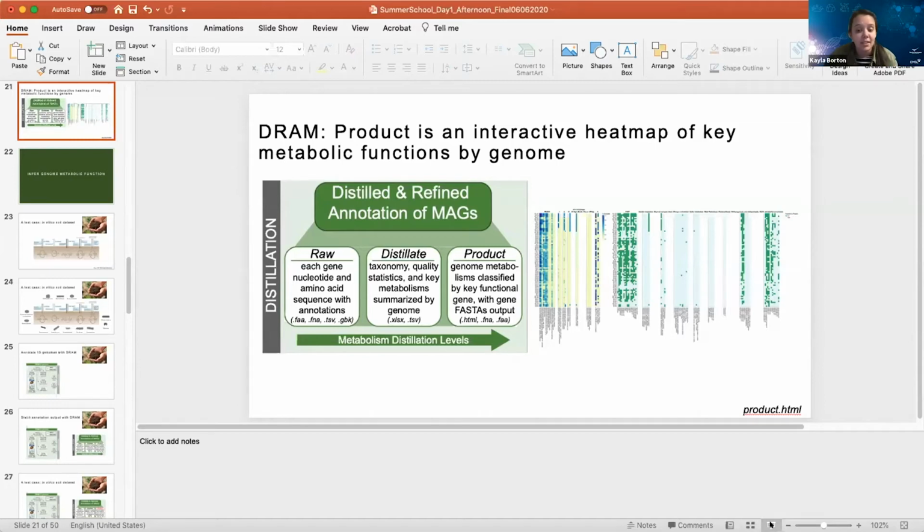So specifically today, I'll be talking to you about the metabolism portion of DRAM and how to infer metabolic potential from DRAM outputs. To demonstrate this, we chose soil relevant genomes to showcase DRAM capabilities. We chose soil due to the diversity of metabolic potential harbored in soils. This figure highlights the important ecosystem processes carried out by soil microorganisms, including methanogenesis, methane oxidation, and denitrification.